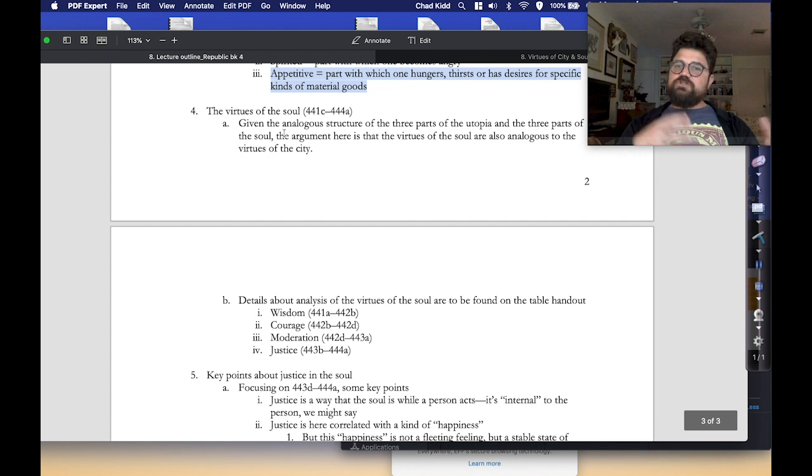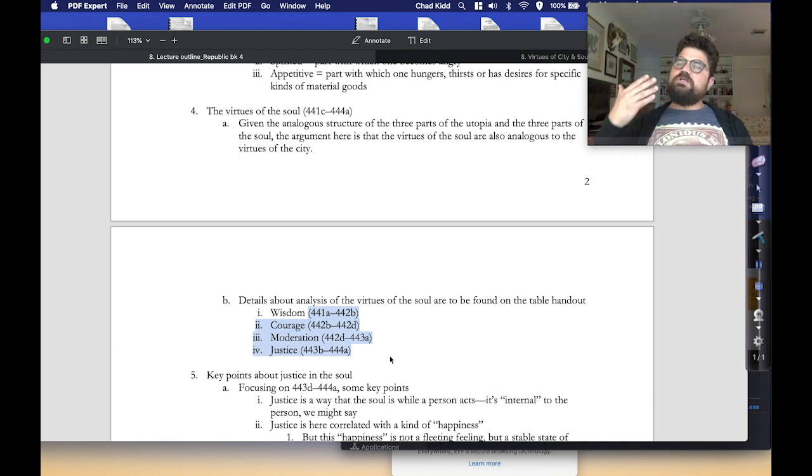Given the analogous structure of the three parts of the utopia and the three parts of the soul, the argument that he outlines in these passages, and notice the arguments are pretty quick, right? He outlines these arguments in the space of about 4 Stephanus pages, so it's really quick. Even less, it's more like 3. He just says, okay, look, if you look at the way we think about wisdom in the soul, and you think about the intuitive notion of wisdom, and how this would be fleshed out in the workings of the three parts of the soul that we've isolated, you see that the way wisdom plays itself out in the city is pretty much the same way it plays itself out in the soul, right? Except with relation to the three parts of the soul.